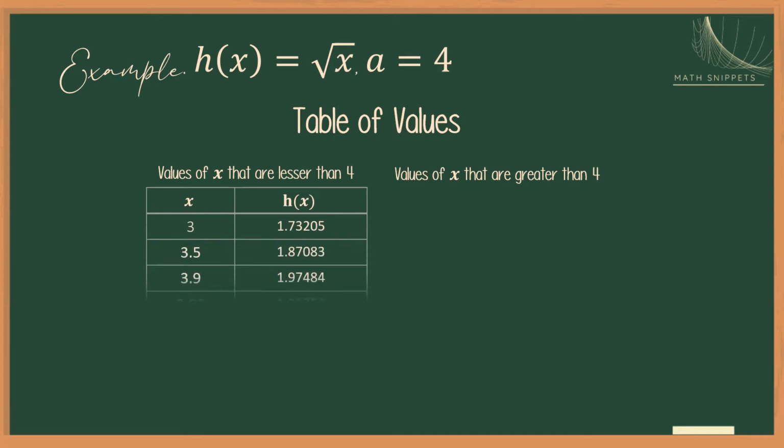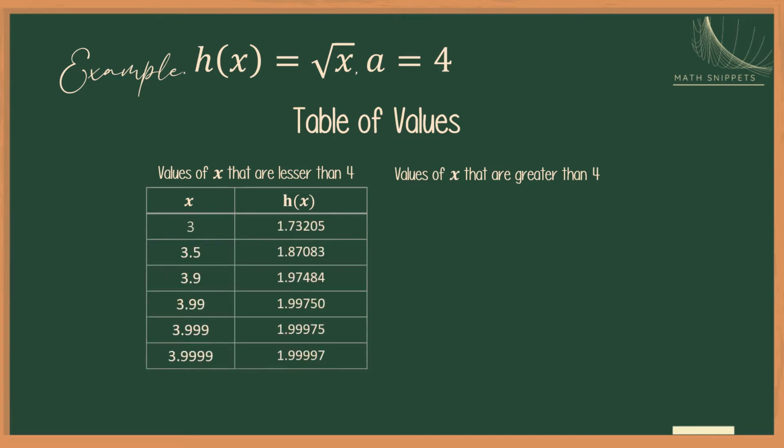So if you observe the values of the function as x gets closer and closer to 4 from the left, or from values of x that are less than 4, we see that the function values are getting closer and closer to 2. So we say that the limit of h of x as x approaches 4 from the left is equal to 2.